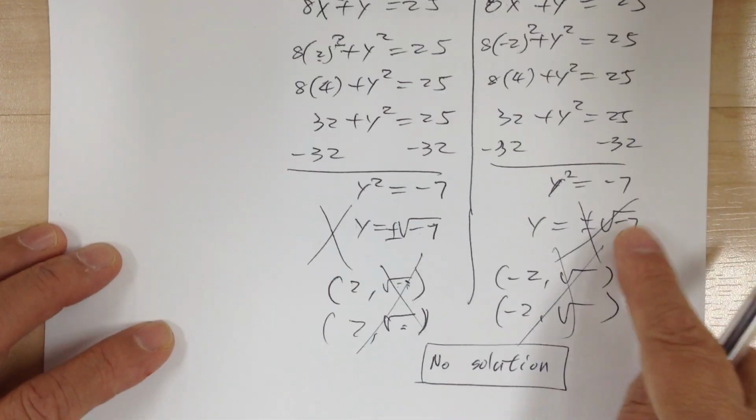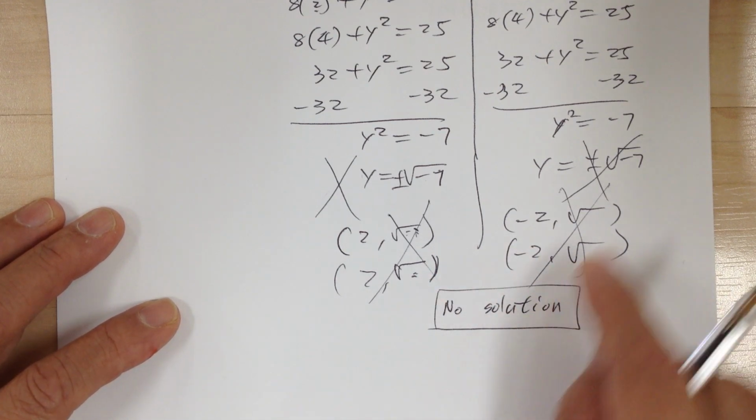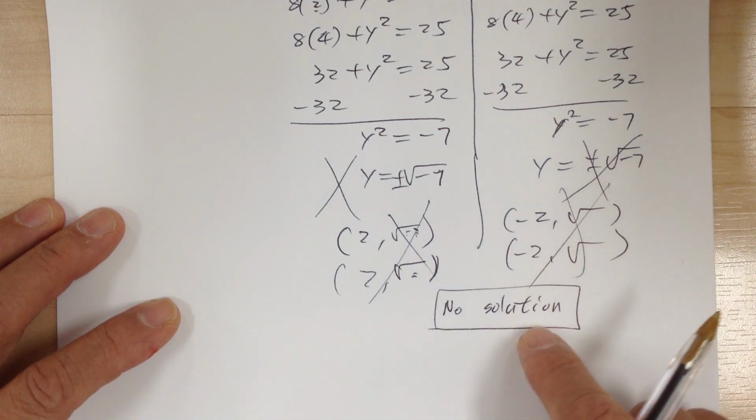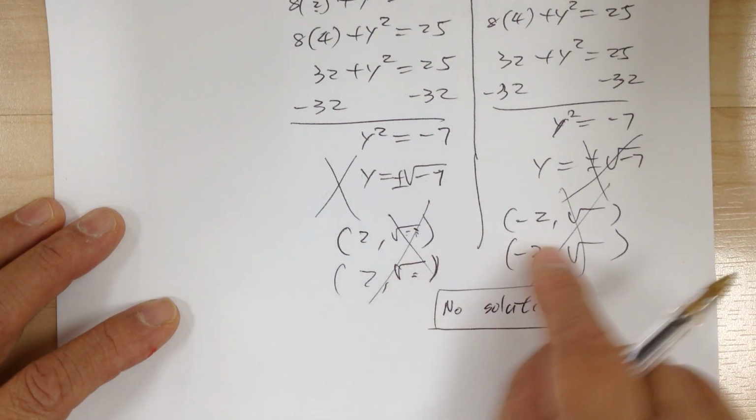Normally you would get 4 answers. Normally in this kind of problem you're going to get 4 answers, but because of this imaginary number, you get no solution. So just be aware of that. But in most cases, you're going to get 4 answers that look like that.